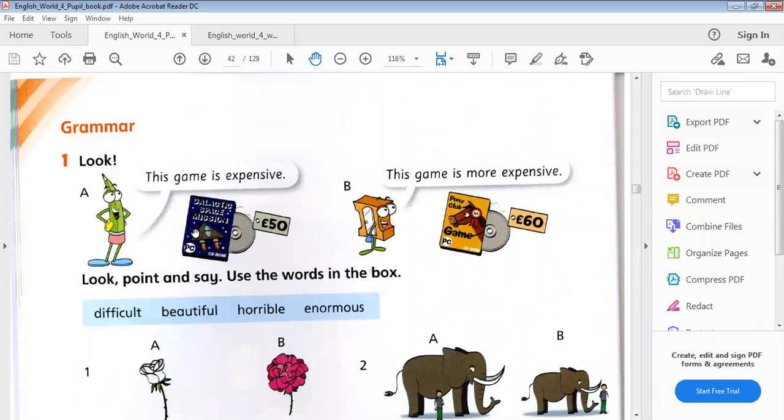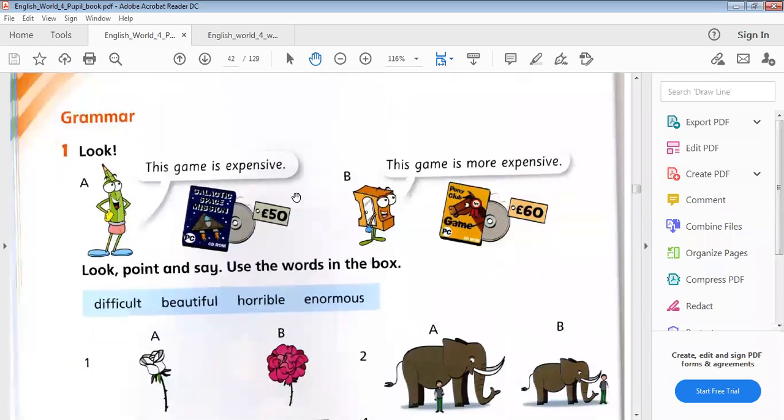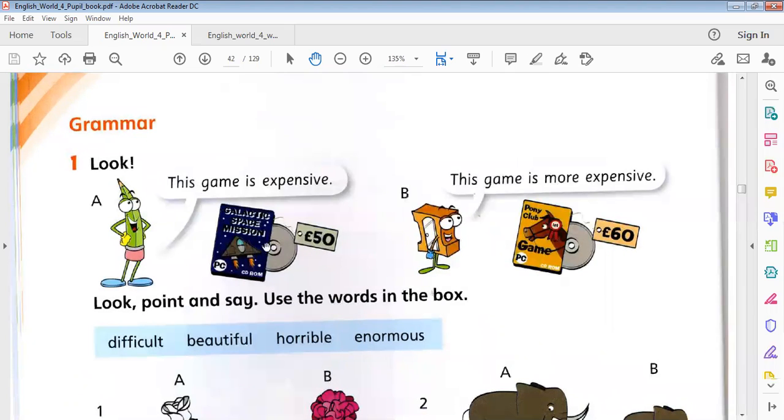Okay, so in Unit 3, as we talked about it, we were talking about comparative and superlative. So what is comparative first? Comparative is to compare two things. Remember, it is to compare two things. Here we have two types of games. This game is space missions, spaceship, and this game is a horse game.